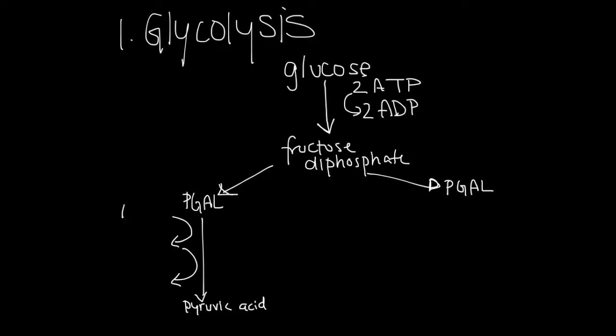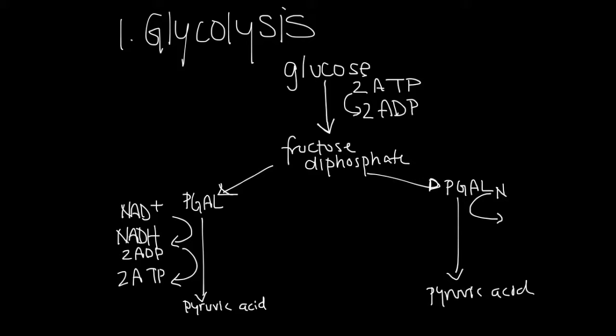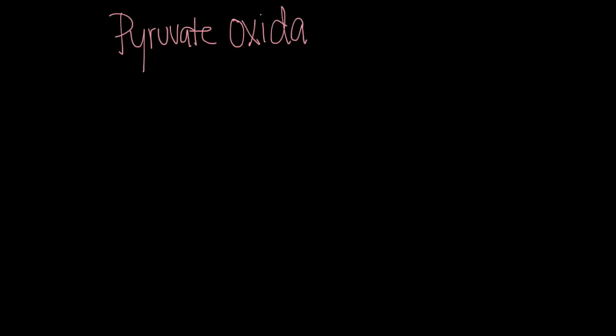Glycolysis also converts NAD+ to 2 NADH by attaching 1 proton and 2 electrons to 2 NAD+ each. These NADH are then brought to the electron transport chain. The net gain of glycolysis is 2 ATP, 2 NADH, and 2 pyruvate.